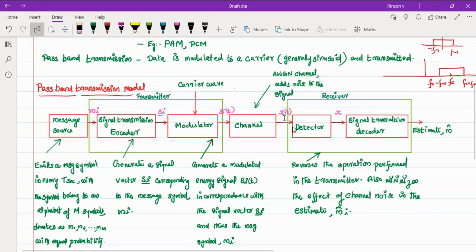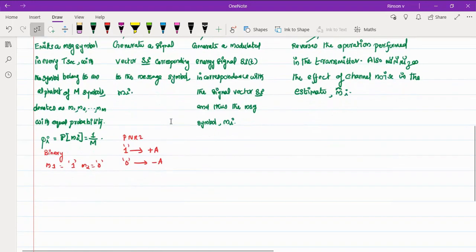And in the receiver we have a detector, because we have a modulator here. Detector is a demodulation operator. So I have a modulator here, then I have a detector here, which reverses the operations performed by the modulator. Now before the modulator I have an encoder, then I'll have a decoder here, and at the output of this I'll get an estimate of the message symbol that I have transmitted. This is in general a passband transmission model.